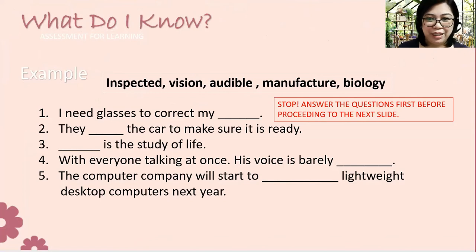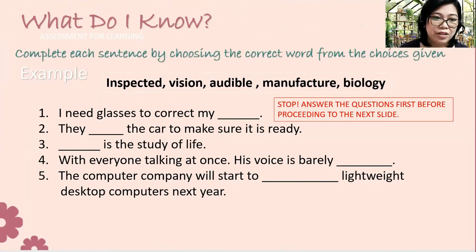What do I know? As always, the what do I know activity or assessment is done for me to know how much you learn about the topic. In your notebook, please answer this one. The instruction: complete each sentence by choosing the correct word from the choices given. The choices are inspected, vision, audible, manufacture, and biology. You're going to choose from these 5 words, and there are 5 sentences that you have to complete.